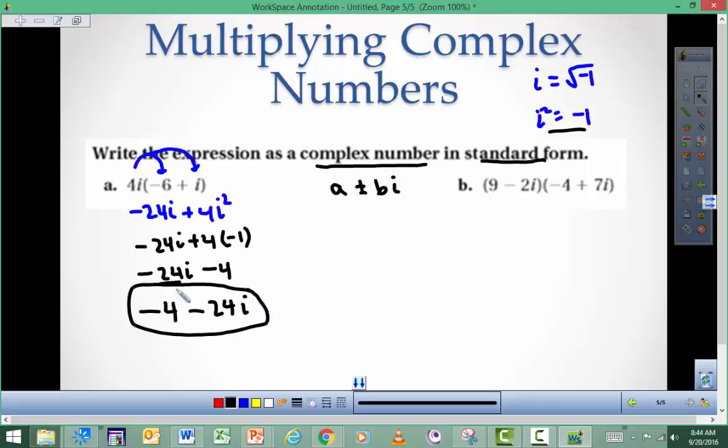Does that make sense? Okay, so what I want to do is I want to do this example, and then I'll let you do your study guide. You'll have a couple multiplication ones in your study guide. Okay? And then we'll learn about dividing.